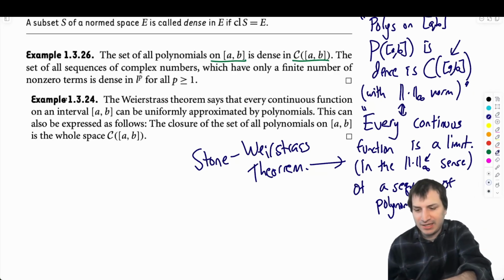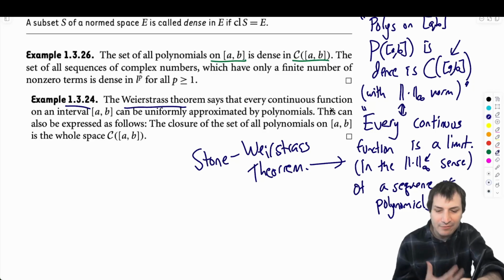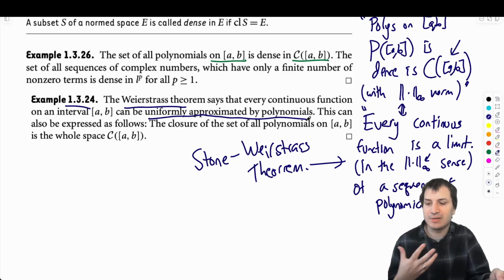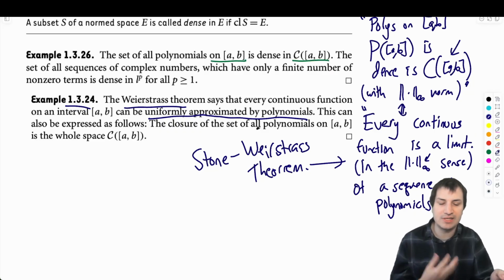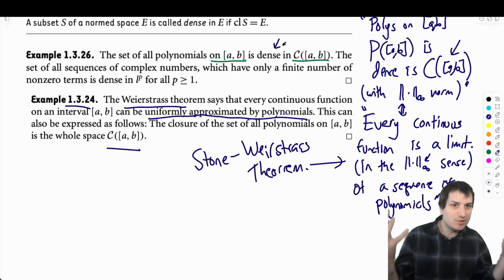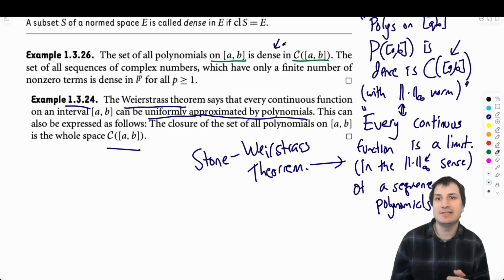Okay, that's exactly what is written in example 1.3.24. So the Weierstrass theorem says that every continuous function can be uniformly approximated by polynomials. This can be expressed as follows. The closure of the set of polynomials is the whole space. So that's what they're saying over here. If the closure is the whole space, then the polynomials are dense in C[a,b].